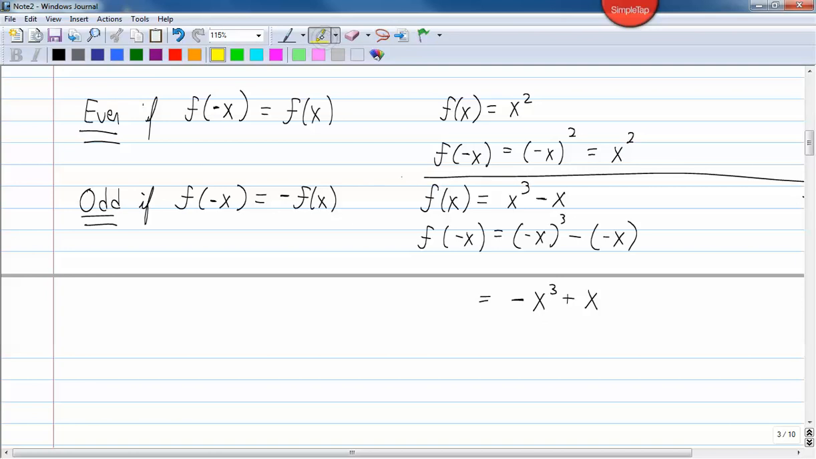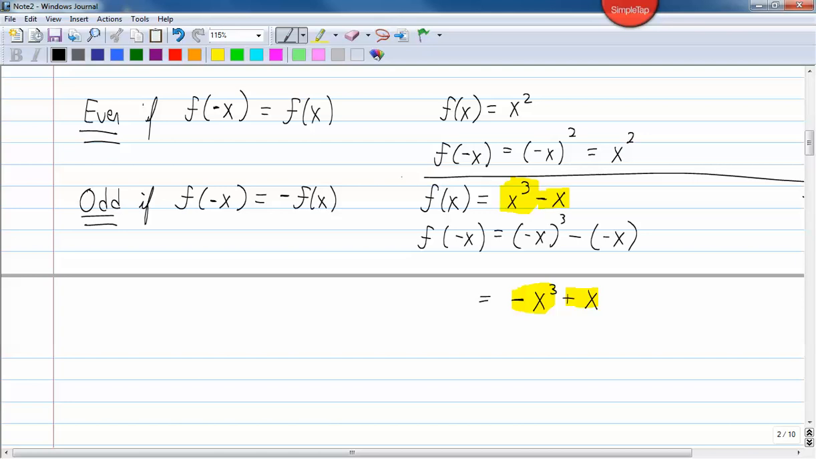Now let's compare each term of my function that I just got with what I started with. Negative x cubed, positive x cubed. Positive x, negative x. Every term is exactly the opposite, has the opposite sign. So that means that f of x equals x cubed minus x is an odd function.